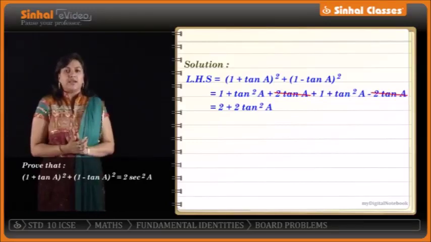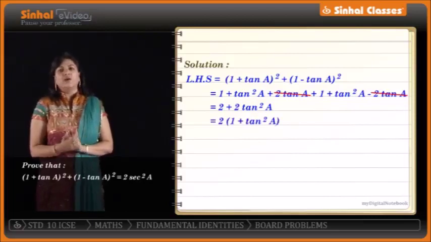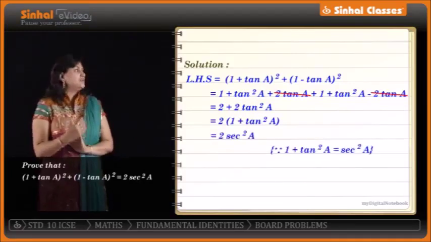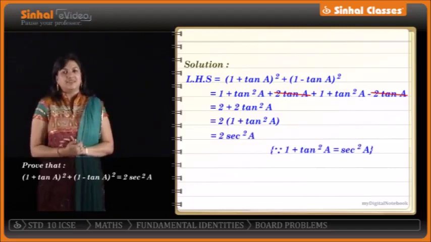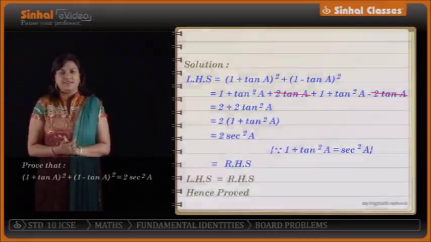Remove 2 outside. We have 2 into 1 plus tan square A. Now what is 1 plus tan square A? Sec square A. We get 2 sec square A, which is nothing but our RHS. So we have proved LHS equal to RHS.